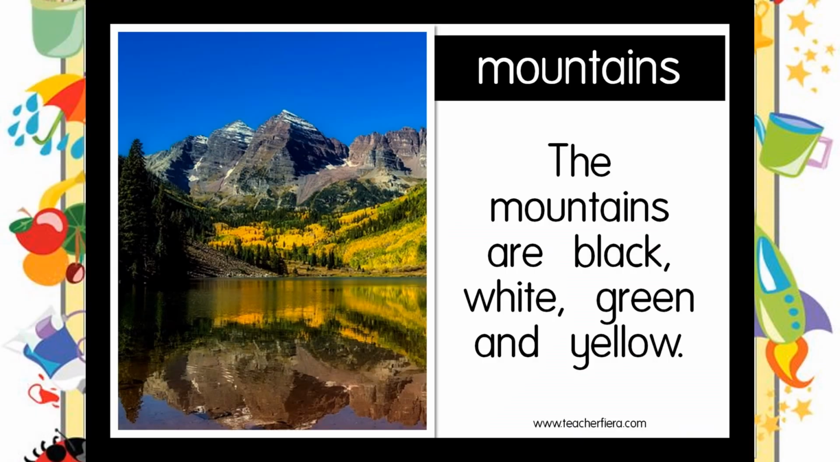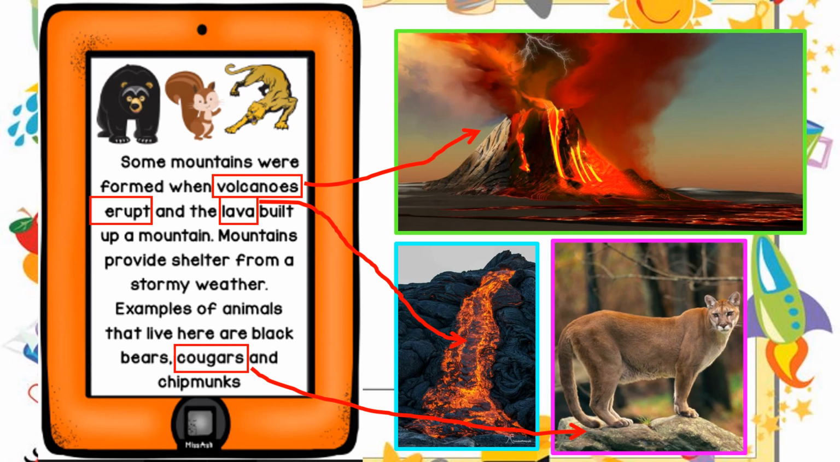The mountains are black, white, green and yellow. Some mountains were formed when volcanoes erupt and the lava built up a mountain. Mountains provide shelter from stormy weather. Examples of animals that live here are black bears, cougars and chipmunks.